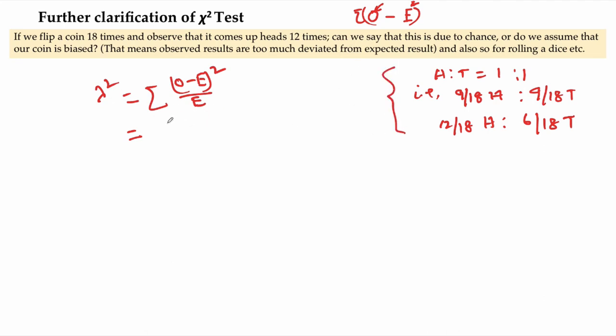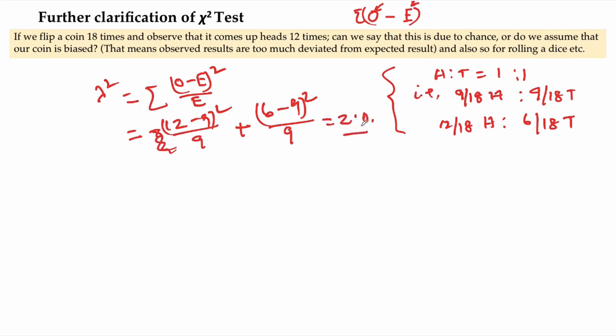it will be nothing but 12 minus 9 whole squared divided by 9, plus 6 minus 9 whole squared divided by 9. If you calculate, it comes to 2. So I can say that the chi-square calculated value which I have calculated is 2.